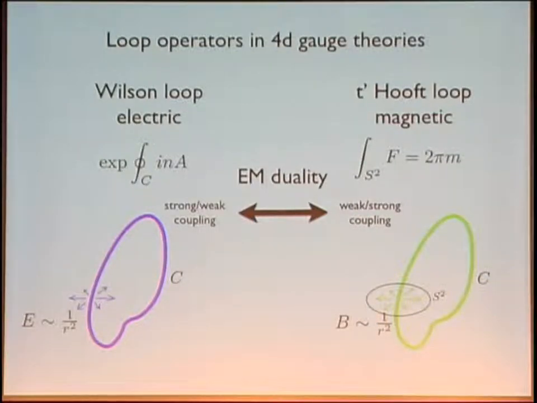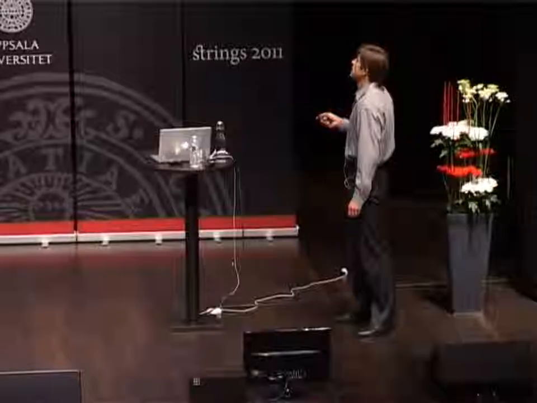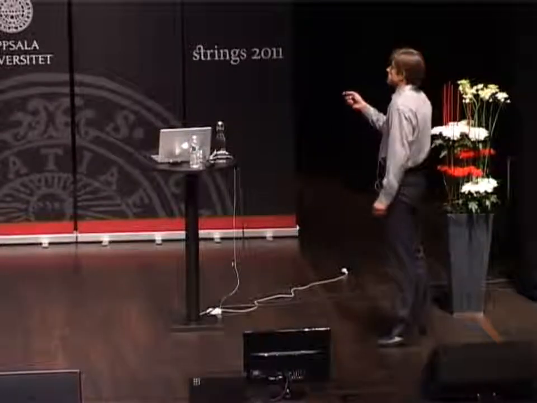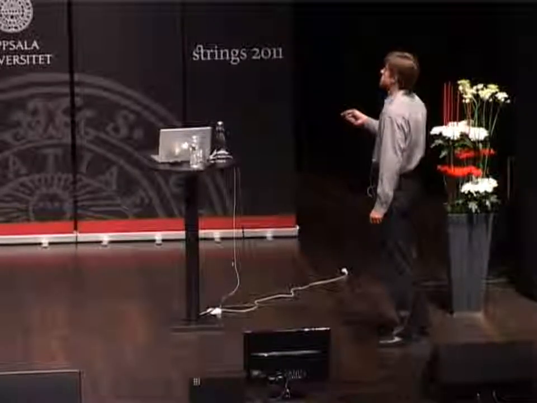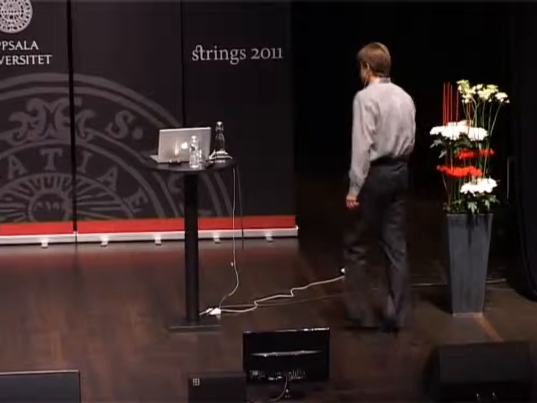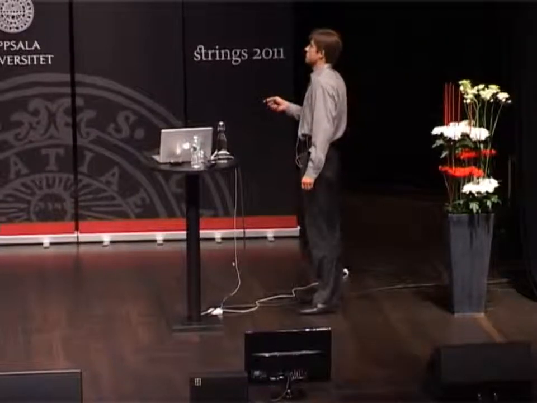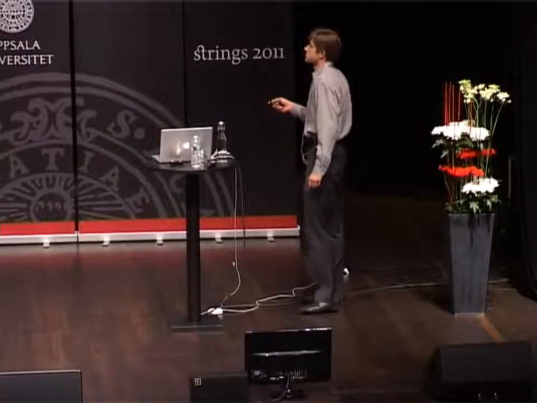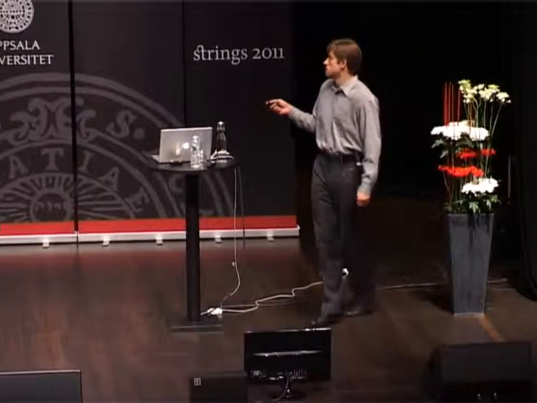Given a contour C in space-time, one can define a Wilson loop operator as a gauge invariant observable associated to a holonomy of a gauge field around a contour. This operator measures a response to an electric field, to an electric charge moving around this contour. So an electric charge creates an electric field which decays as 1 over r squared.